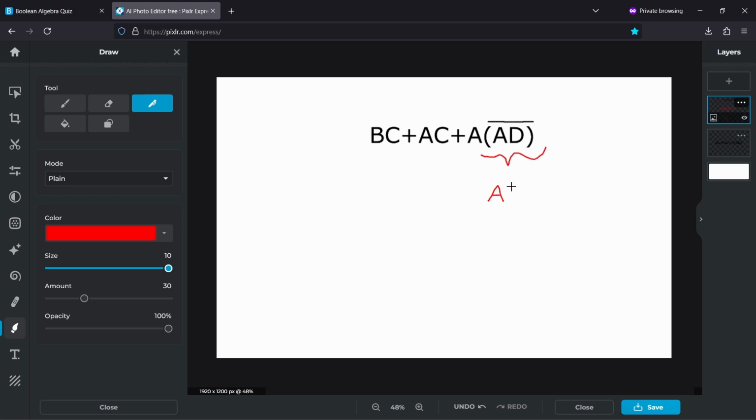AD bar. So not AD. And we're going to rearrange this so that we can simplify our expression even further. But in order to do this, we're going to have to look at something called De Morgan's theorem.